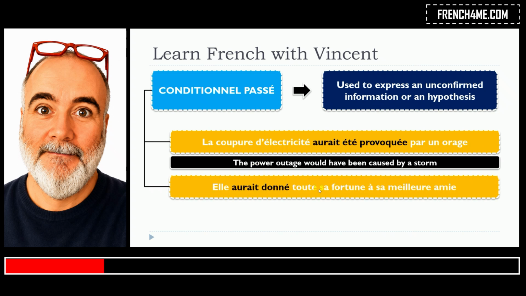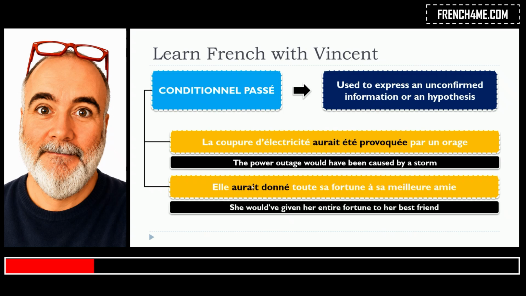Elle aurait donné toute sa fortune à sa meilleure amie. In that situation, we have the verb donner in the conditionnel passé, and this is the active form again. Elle aurait donné. Same situation here. Might be the case or it might be different. So we go for conditionnel passé because we are not sure. Elle aurait donné toute sa fortune à sa meilleure amie.